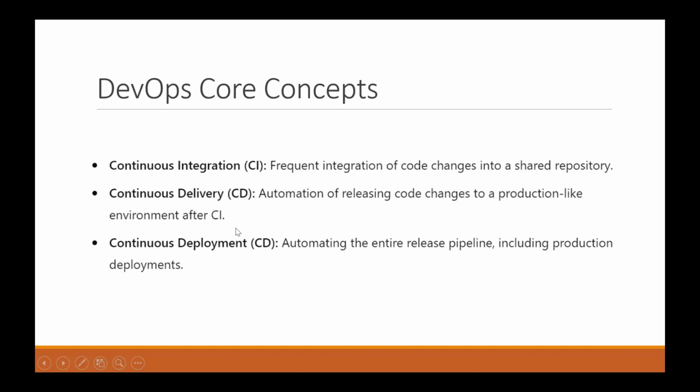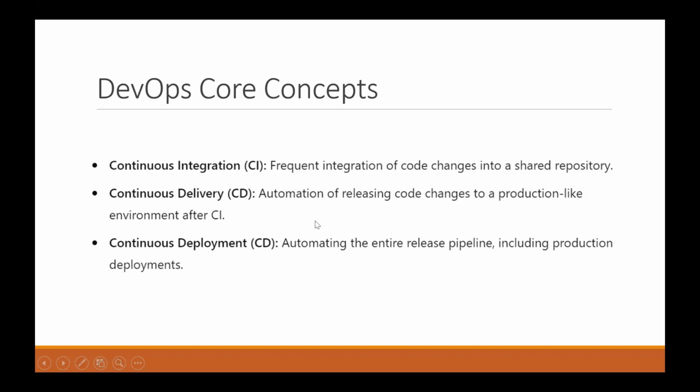This is just the automation of releasing your code to the production environment. Whenever your continuous integration pipeline is complete, that means your code is built and your code is fine. All the scans and unit test cases are successful. Then you might want to release that code to your production. In that case, you will create one release pipeline and you will be doing continuous delivery and continuous deployment. This is the automation of releasing code changes to a production-like environment after CI.